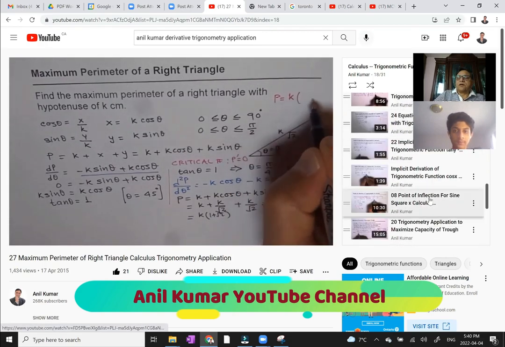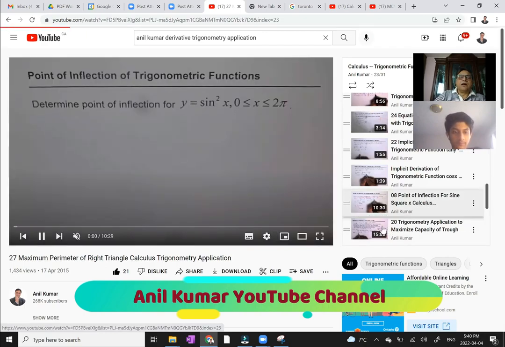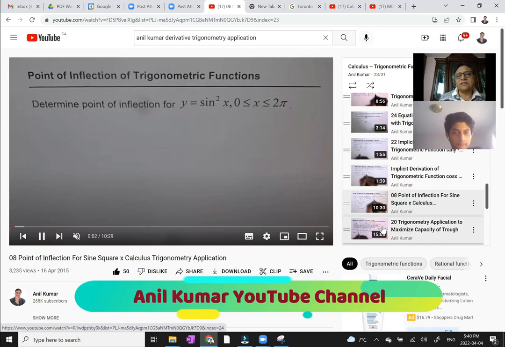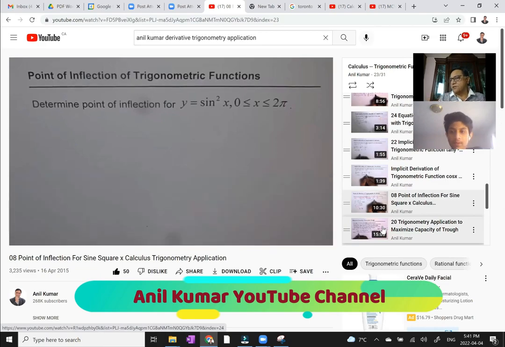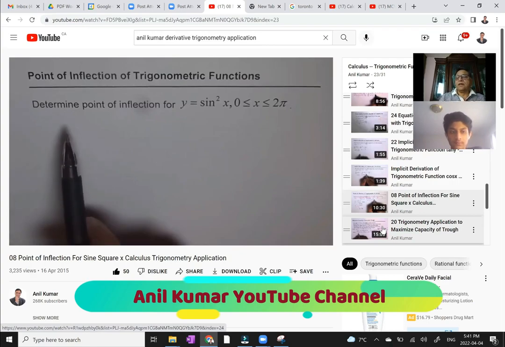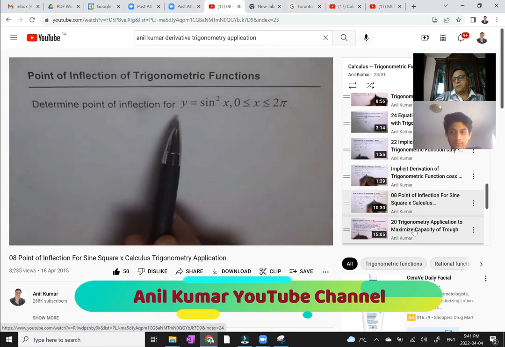So like this, there are many questions which could be done, and here is point of inflection. That is kind of sketching the graph. You see, curve sketching you have learned, where you have learned point of inflection, concavity, and all those things. So those will also be there in trigonometry part.